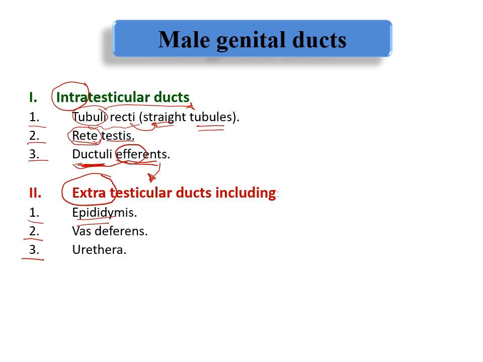Then tubuli recti means the duct that is straight, the straight ducts. Rete testis means the reticulum, the part in the testis where the ducts form a reticulum. And ductuli efferentes means the ducts that go out or exit the testis. Then in the extra-testicular part, you have the epididymis, vas deferens, and the urethra itself is considered the last duct in the main genital ducts.